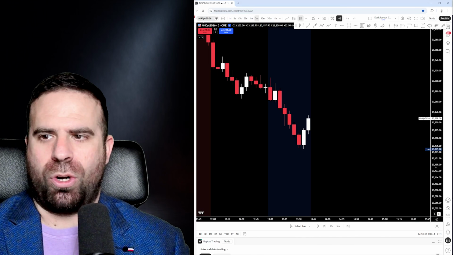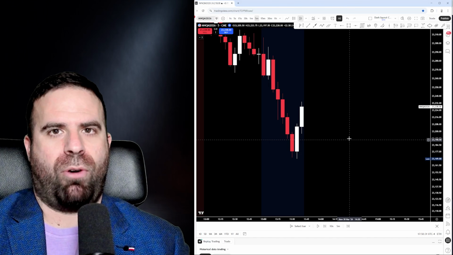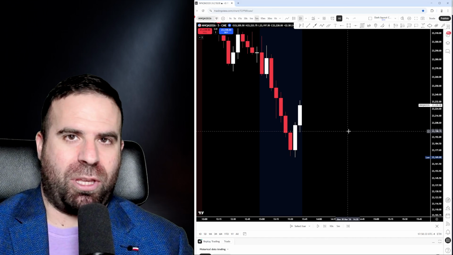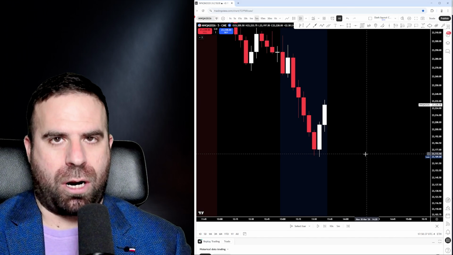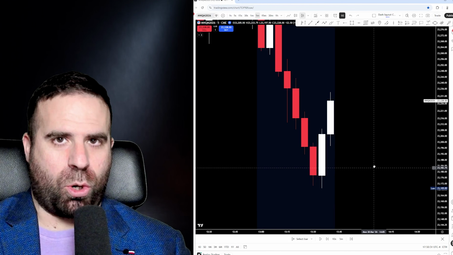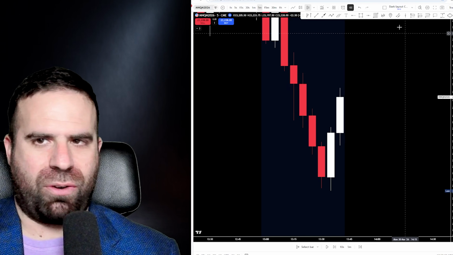Now, before I show you the entry model, it is very important that I show you another concept that you might already be aware of, but you might also not be aware of, which we are not going to be using exactly right here. We are going to be using an even stronger concept. And the concept that I want you to be aware of is the inversion fair value gap.